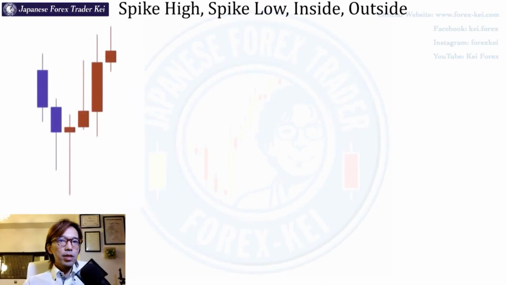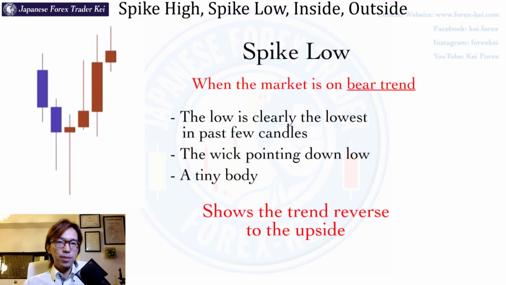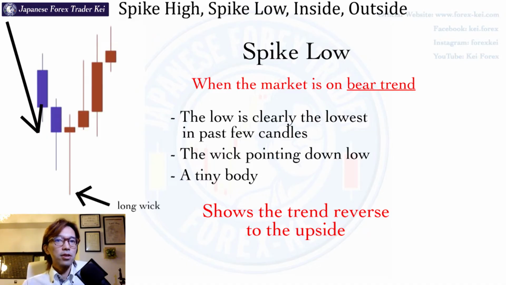Alright, the first one I'm introducing is the spike low. Look at this chart. As it says here, it really works when this shows up during the downtrend. How you can identify this is that the low should be clearly all the way down from the previous low. I mean, the wick pointing downwards should be especially long, like this, in this chart example. And when you find this pin bar, you can call it spike low. And what this means is it's the indication of a trend reverse.